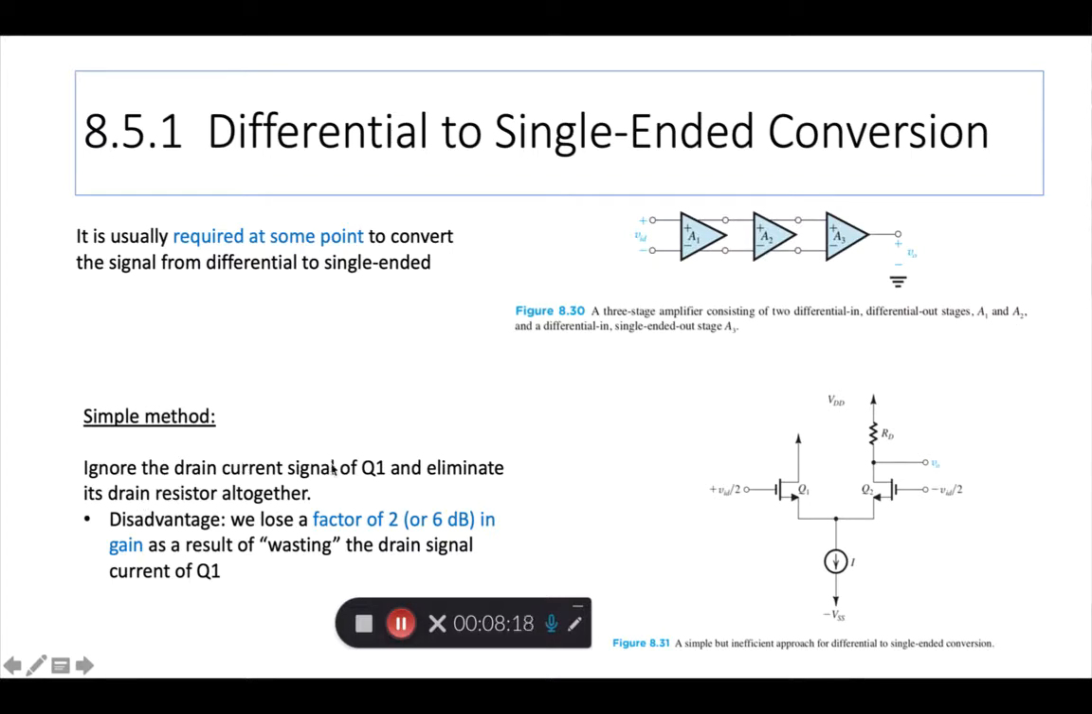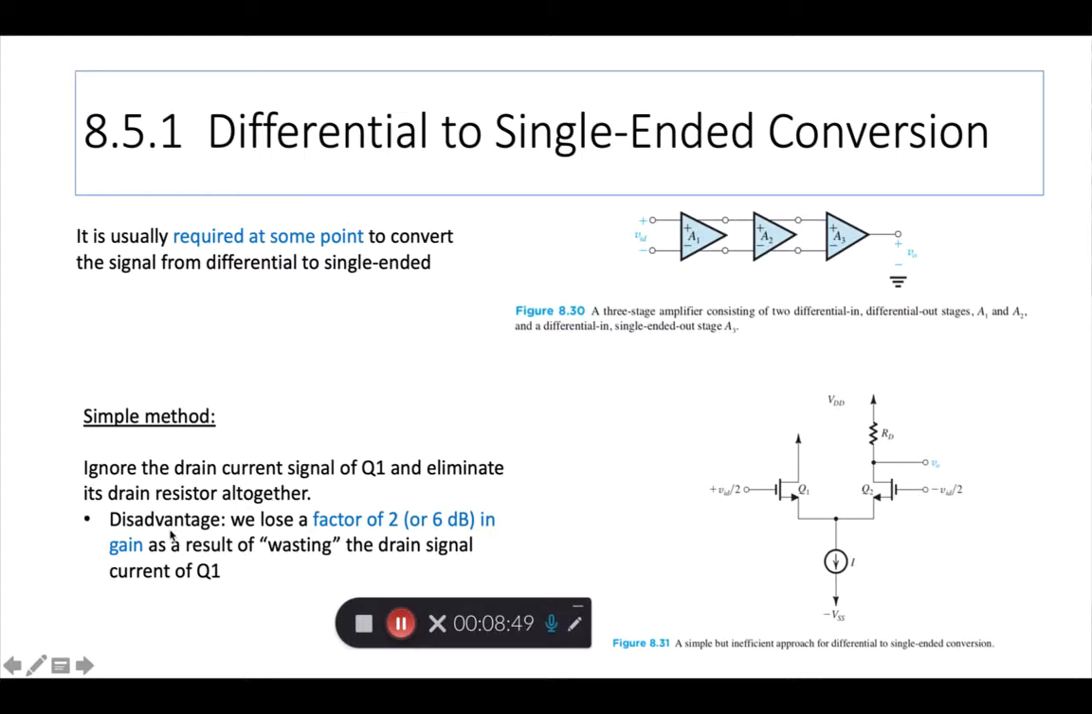You just ignore the drain current signal of Q1, right? So if you have Q1 here, you just ignore whatever is going on here, take out the RD in this circuit attached to Q1, and just focus on taking the VO from the output drain of Q2. So ignore the drain current signal of Q1 and eliminate its drain resistor altogether.